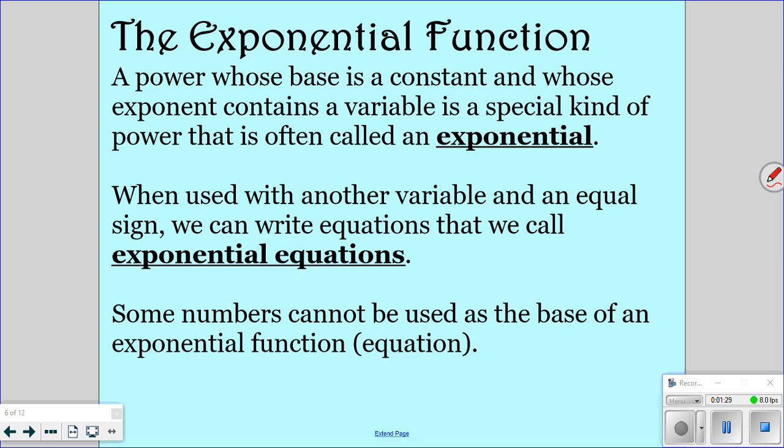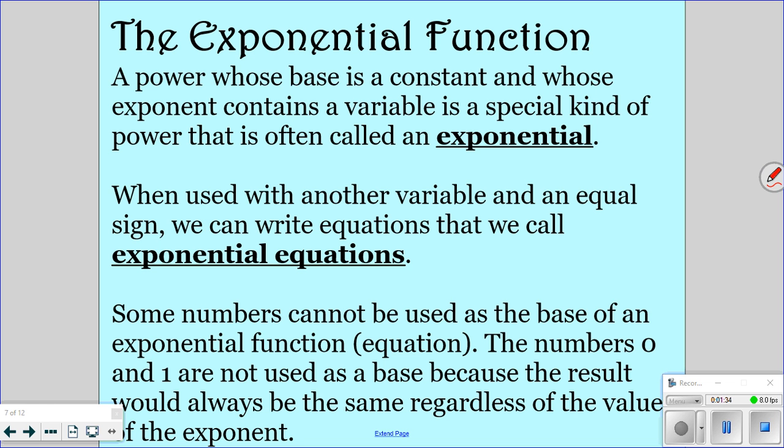Some numbers cannot be used as the base for your exponential function. 0 and 1 cannot be used as a base because they're always going to give you the same number no matter what the exponent is. So if I had said 0 to the 1 or 0 to the 2, 0 to the 3, all of those are the same number. So that's not an exponential. Or if I said 1 to the 1, 1 to the 2, 1 to the 3, those are all the same number. So that's why you can't use them for your bases for an exponential. But you can use any other number besides 0 and 1. You can use decimals, you can use negative numbers, just not 0 and 1.